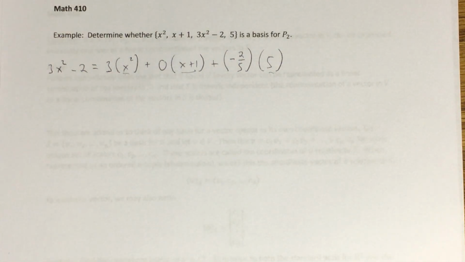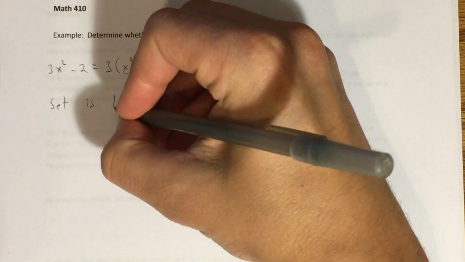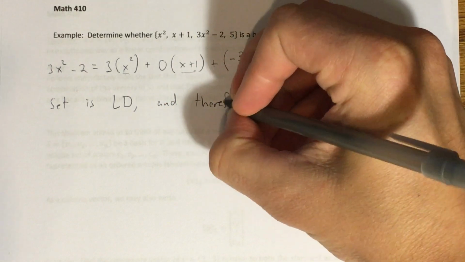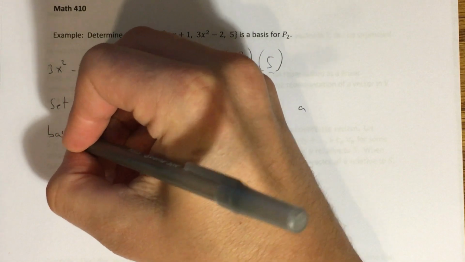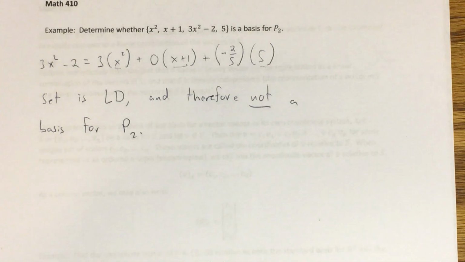We proved in the previous section that if one of the vectors in a set is able to be written as a linear combination of the others, then the set must be linearly dependent. So I'm going to say the set is linearly dependent, and therefore not a basis for P2. Okay? So we have more than one way to either show that a set is a basis or is not a basis, and it's helpful to know all of the tools at your disposal.